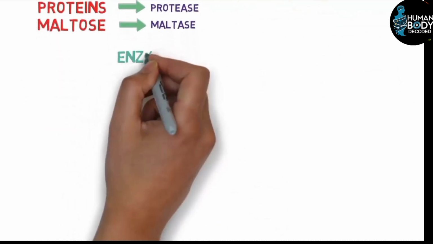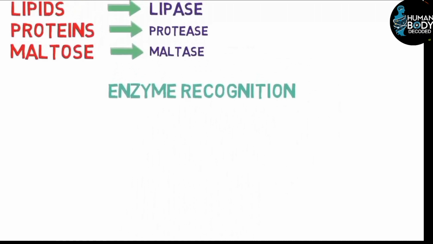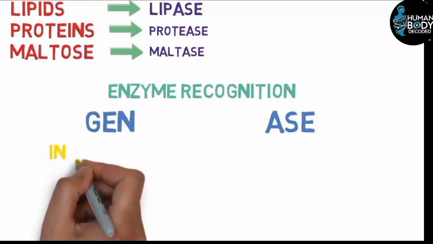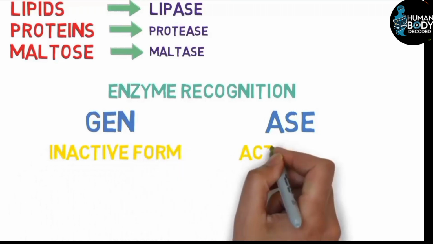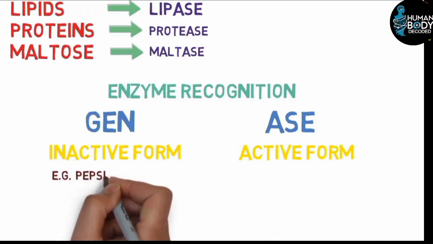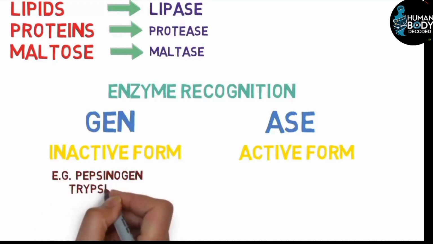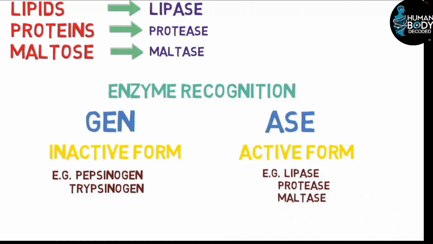Number 5. Naming of enzymes. Another important point to remember is how enzymes are named. Enzymes usually end in "ase" or "gen". If the name ends in gen, it indicates the enzyme is in an inactive form. If the name ends in "ase", it means the enzyme is active. For example, trypsinogen is an inactive enzyme. For example, lipase and maltase. Enzymes become active from their inactive forms before they start working.